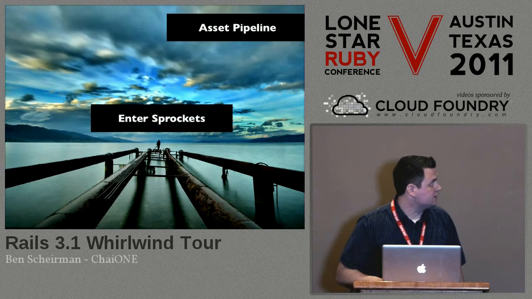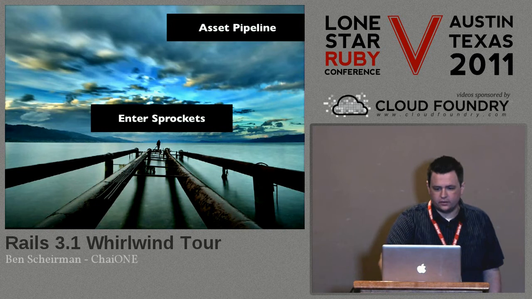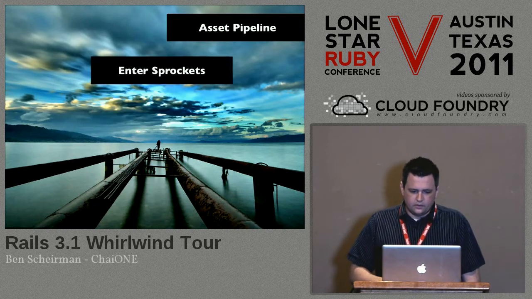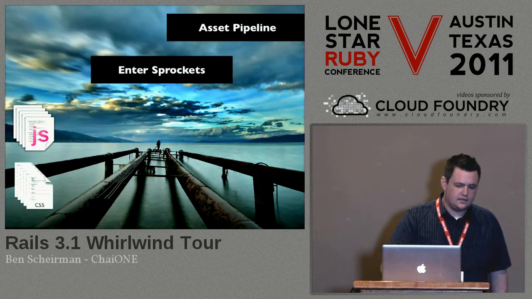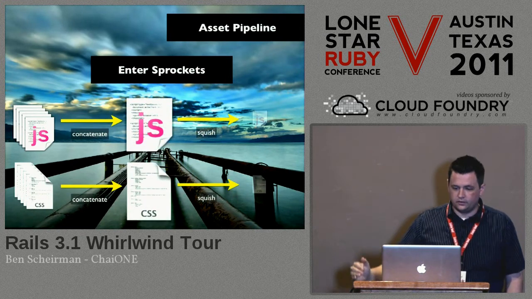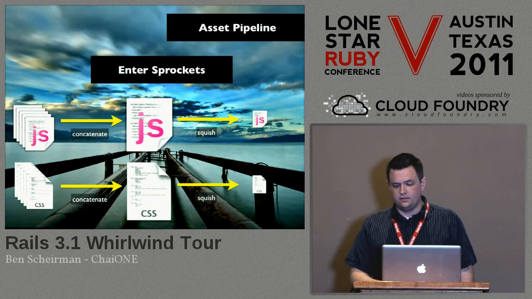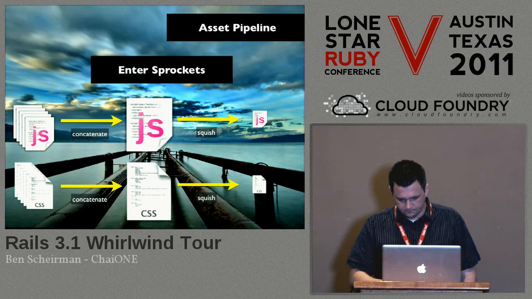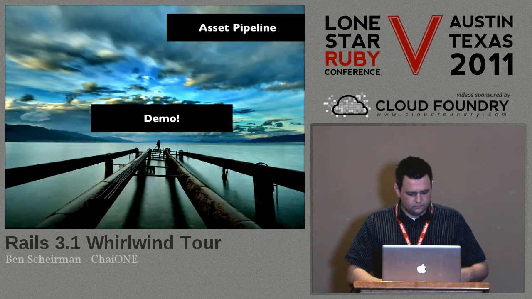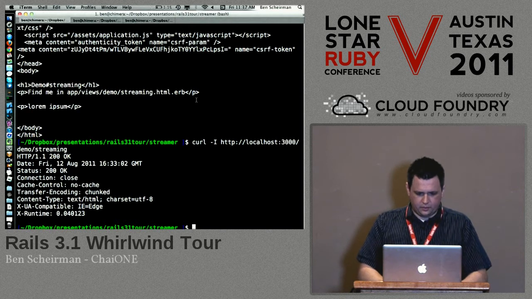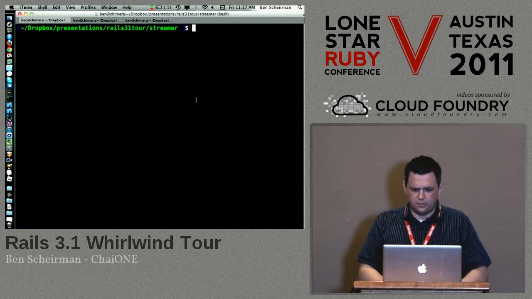So this is where Sprockets came into play, and Sprockets is now included as a dependency in Rails 3.1. What Sprockets does is it takes all these assets, concatenates them all together in a sensible order, then squishes them down, and the resulting file is what you include in your page. So let's take a look at that. I already have this application built, and I won't bore you with watching bundle install run again.